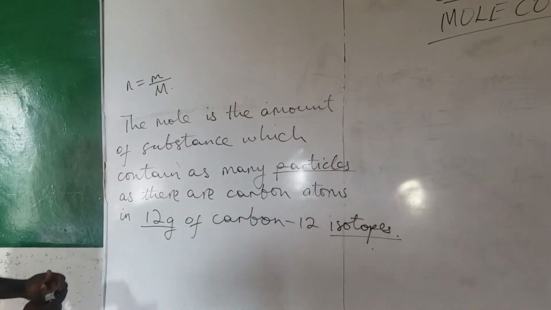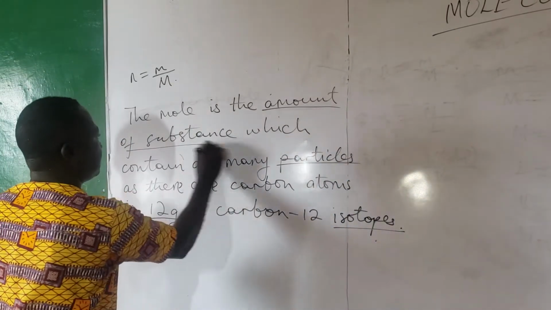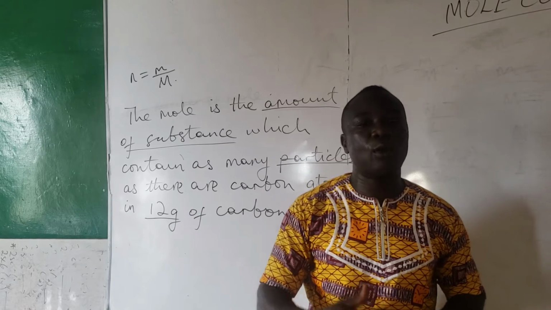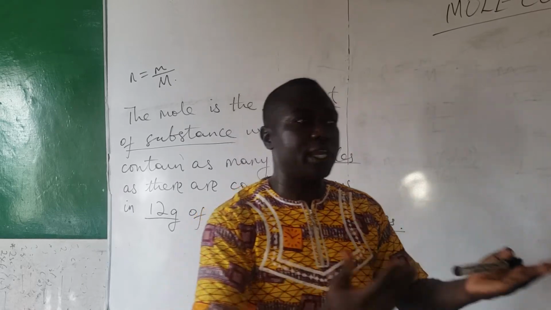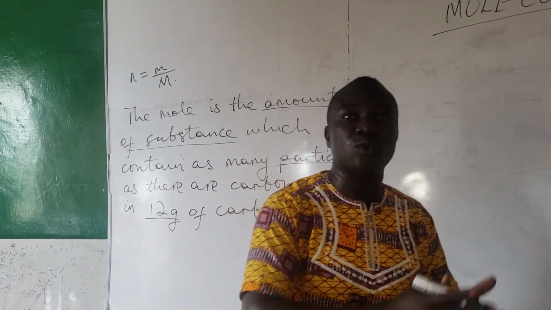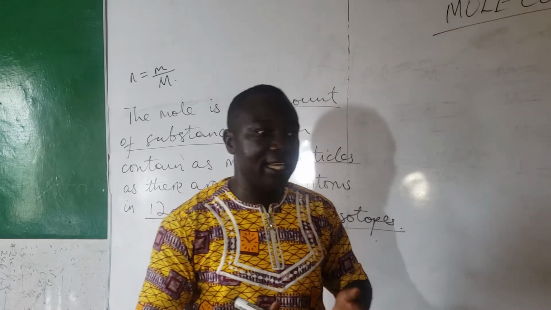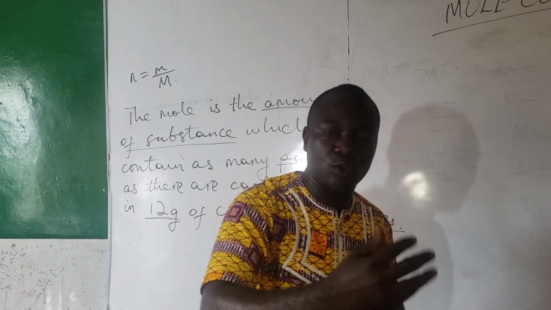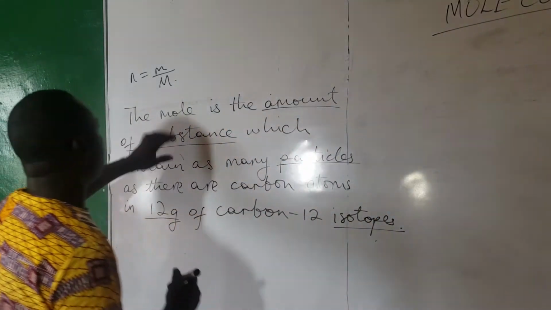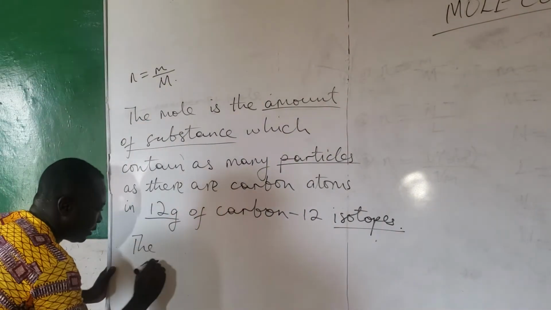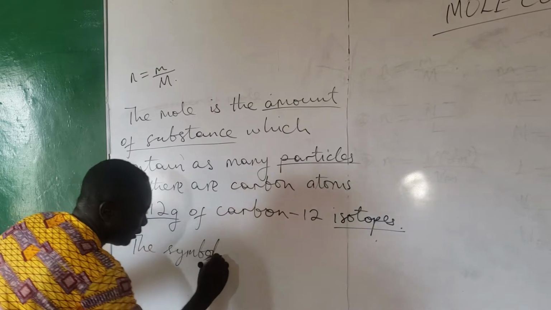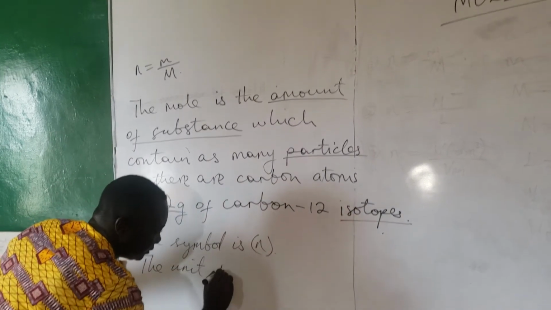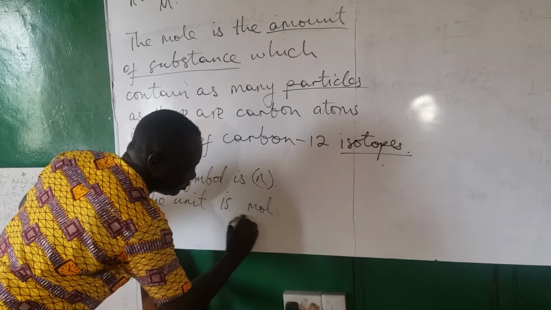Then when we come to another term here, the amount of substance. The amount of substance means what is entailed within it. When you talk about matter, as we are taught in the GHS, matter is anything that has weight and can occupy space. Meaning we have a certain entity within it, and that entity gives us the amount of substance. Fine. So for this mole, the symbol is the small n, and the unit is mole.